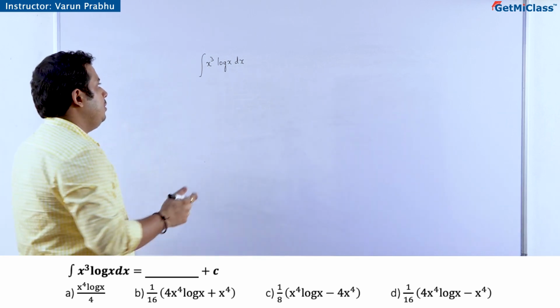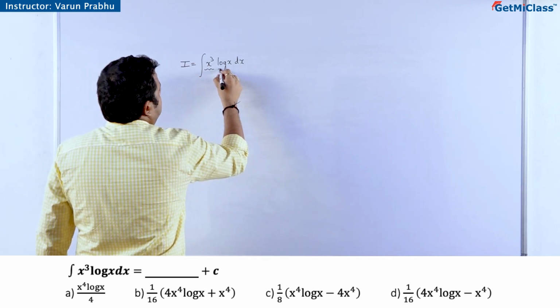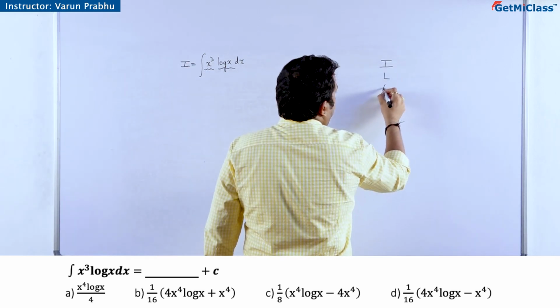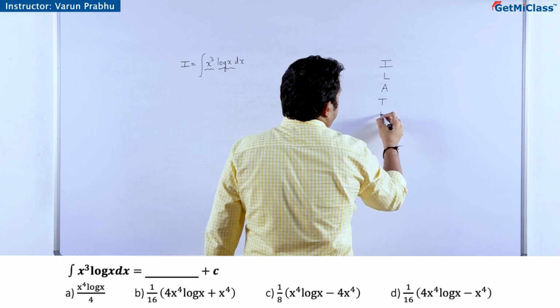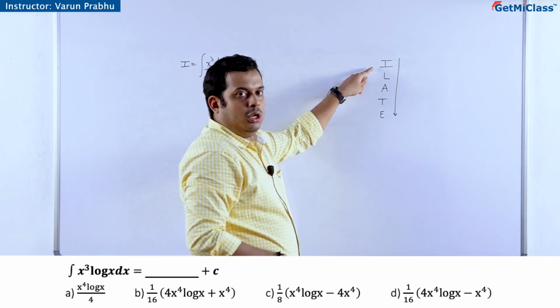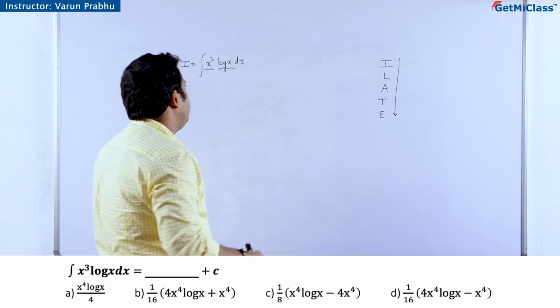If you look at this question, it is about the UV rule, integration by parts. We have discussed in the theory, ILATE. How do you make this choice of U and V? It is as per this particular shortcut, ILATE: inverse function, logarithmic function, algebraic function, trigonometric function, exponential function.